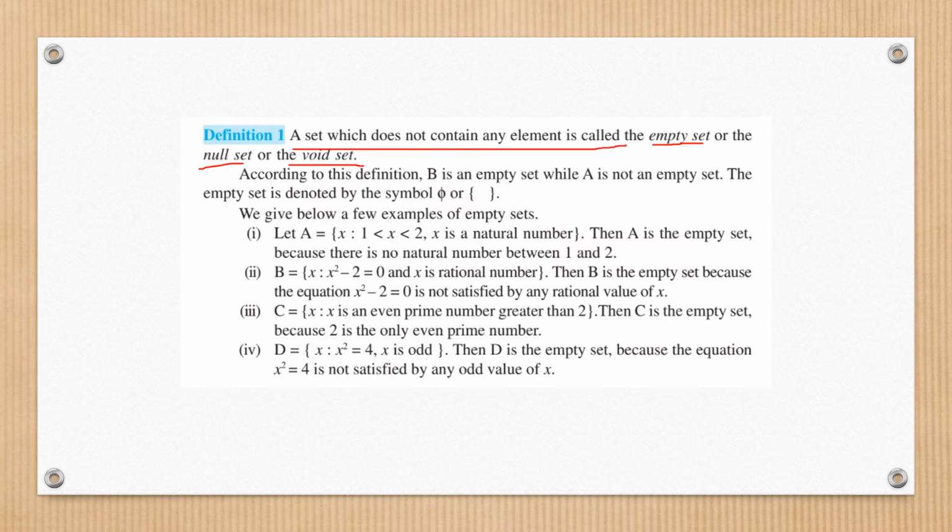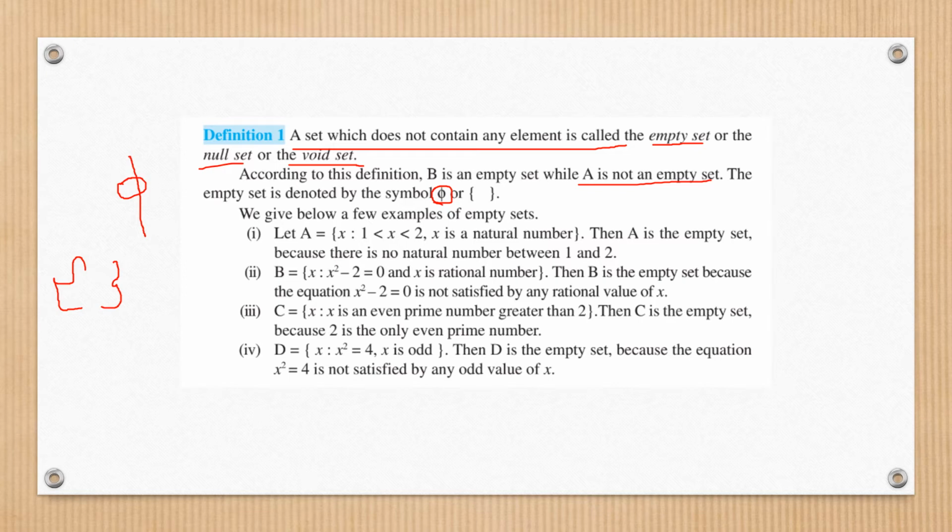And it is denoted by the symbol phi. This is a Greek symbol which is phi. So it's like a 0 with a slash, or just like this, these brackets. So the brackets, mind it, should be empty. Nothing should be written here, not even phi should be written inside it.